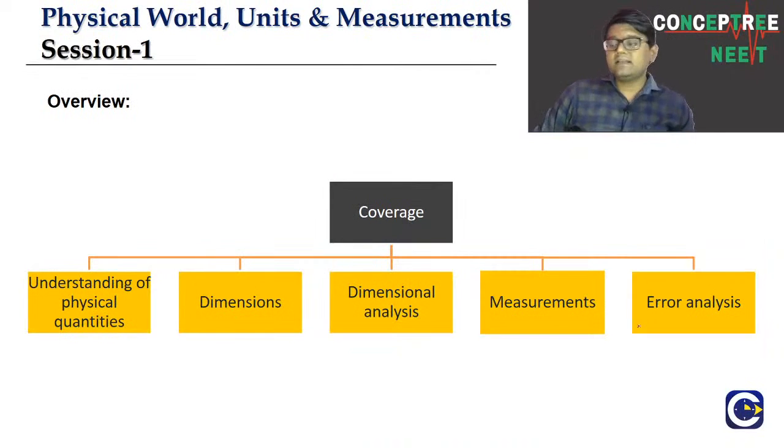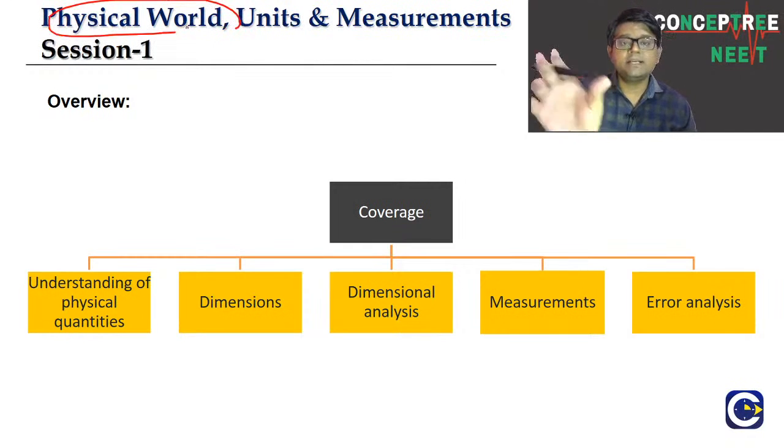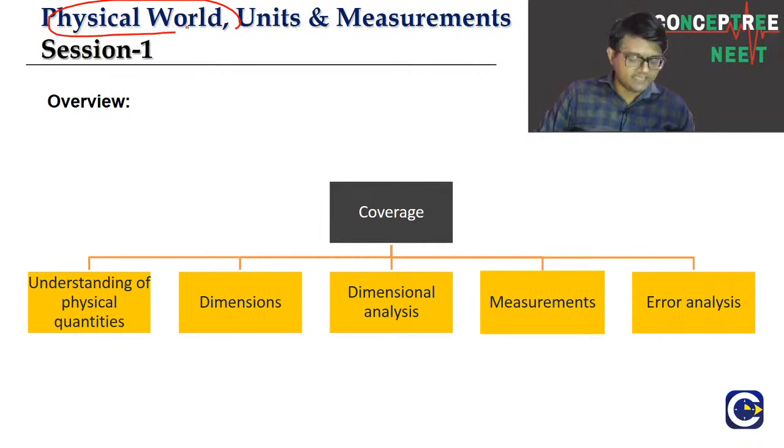So what is it that we are going to cover in this chapter? Actually, from NCERT this is split into two chapters. Physical world comes separately, and units and measurement will come separately, but we will cover both these chapters together. In the physical world you will just have basic definitions. Okay, so what is it that we are going to cover in this chapter?